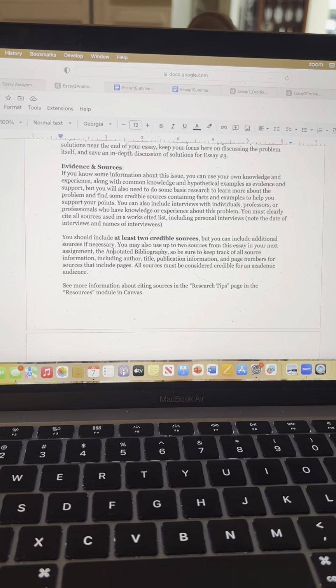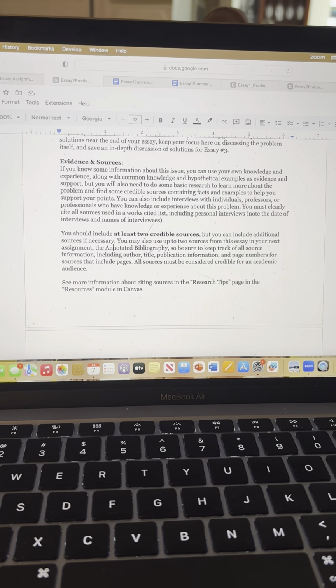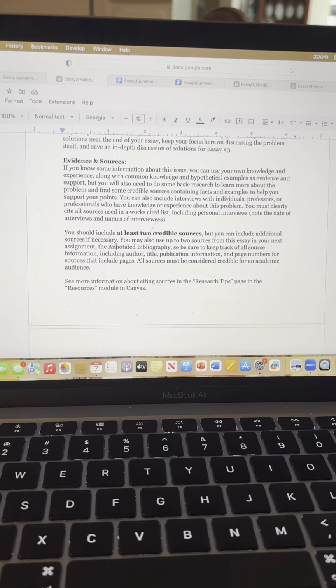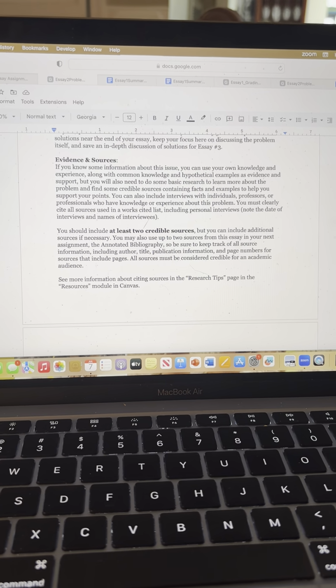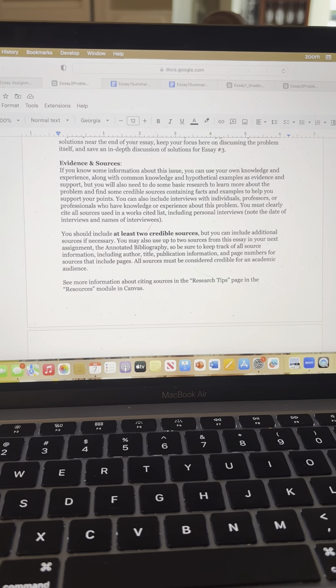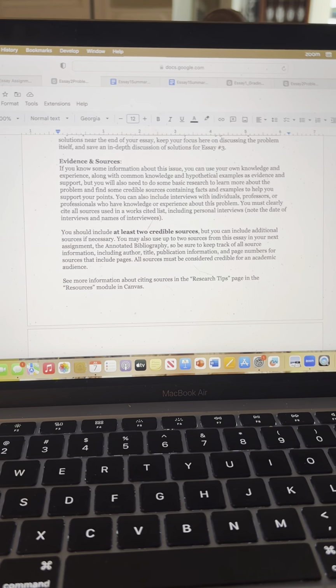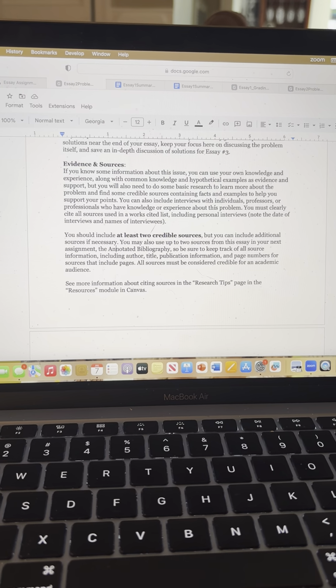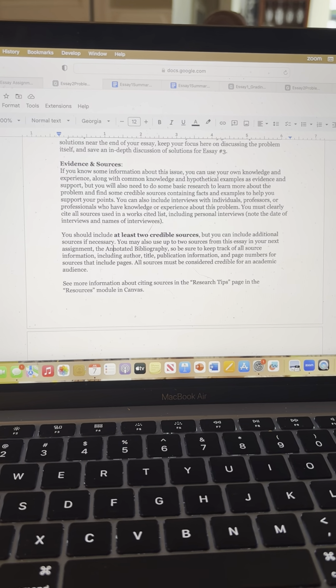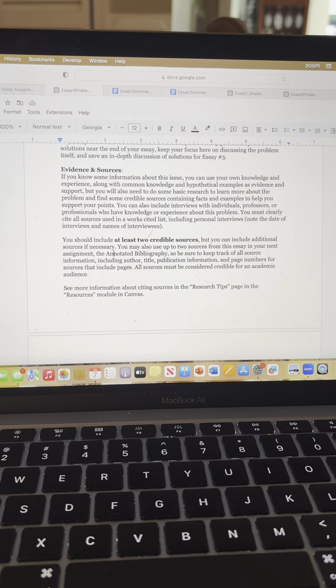You will be having information in your modules about this, but make sure you're going to be using credible sources. You can also include additional sources if necessary. You may also use up to 2 sources from this essay in your next assignment. Remember, I told you, we build on everything, and it's not like starting afresh at this point. You're just adding to what you're doing.